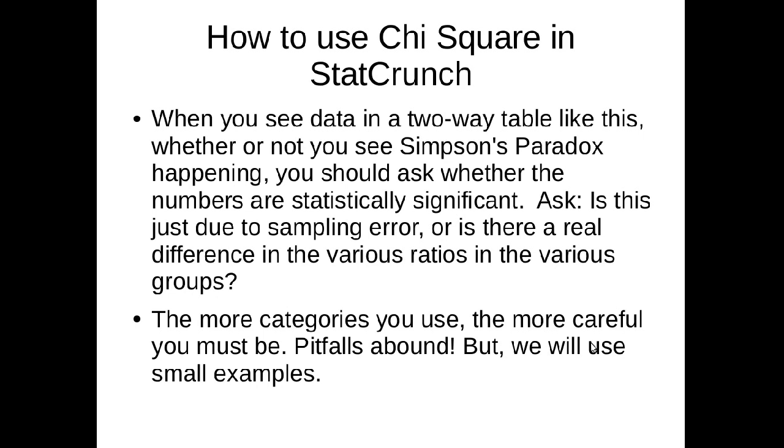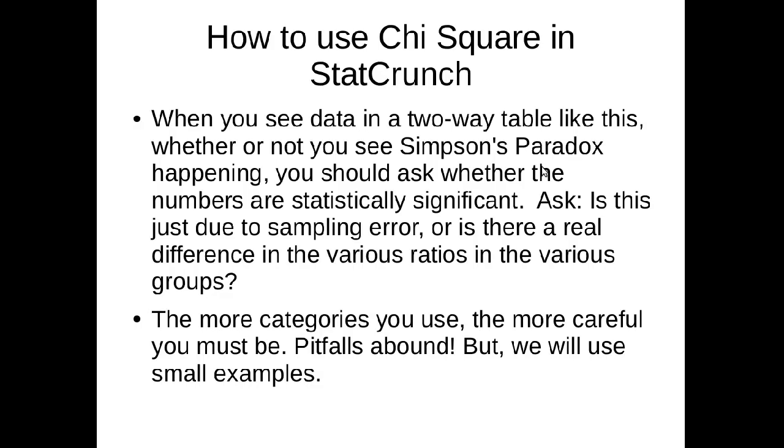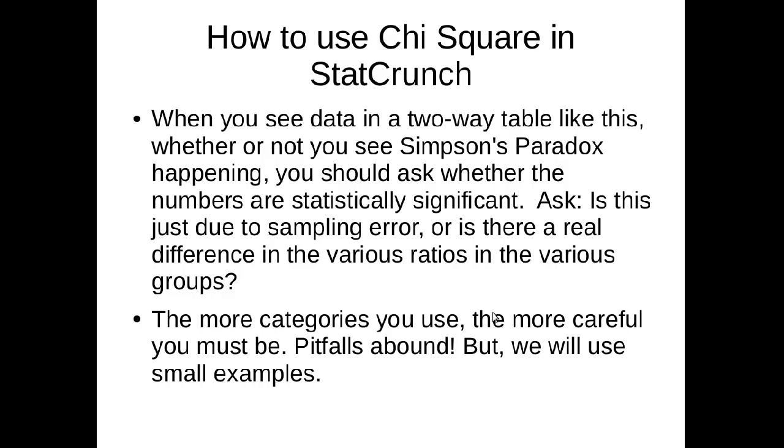Okay, so how to use chi-square in StatCrunch. When you see data in a two-way table like this, whether or not you see Simpson's paradox, you should ask whether the numbers are statistically significant. You want to know whether the difference you see, even if you just saw the first table, this difference between 11 and 8%, is due to just sampling error, or is there real variation in the ratios? The more categories you use, the more careful you must be, because then you are more likely to get these empty boxes that are glaringly not statistically significant. So we will use small samples.